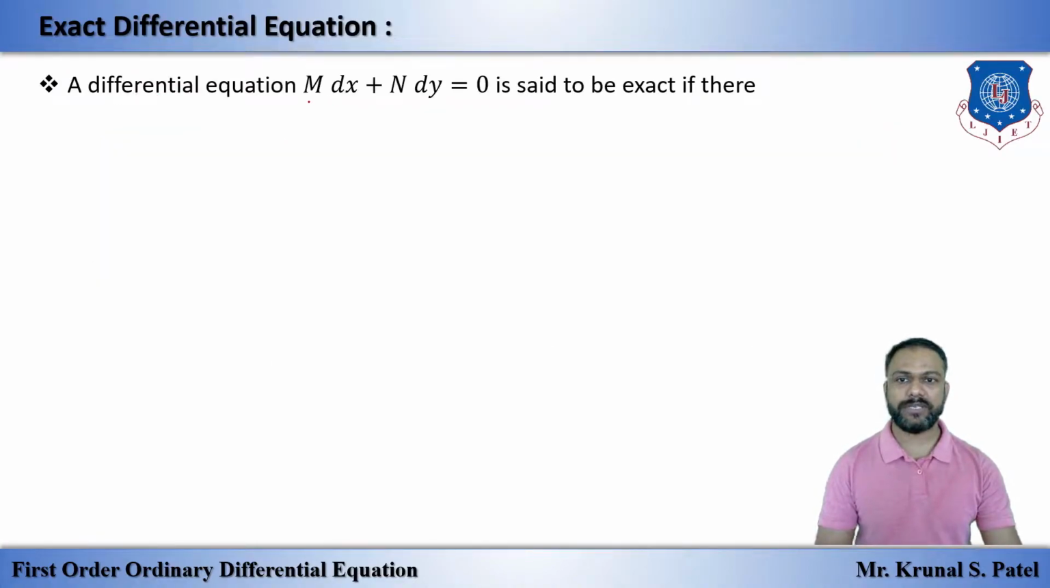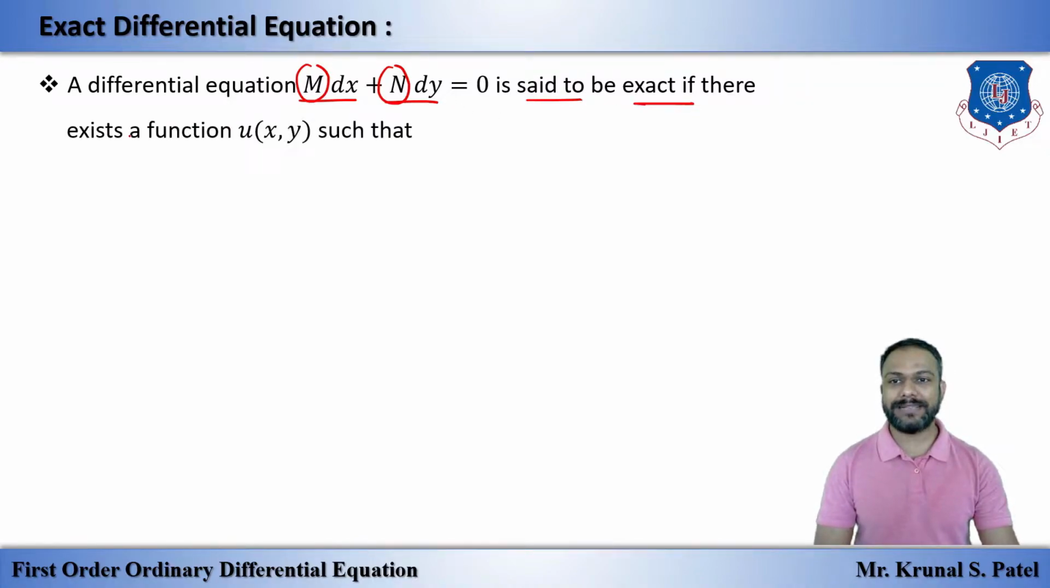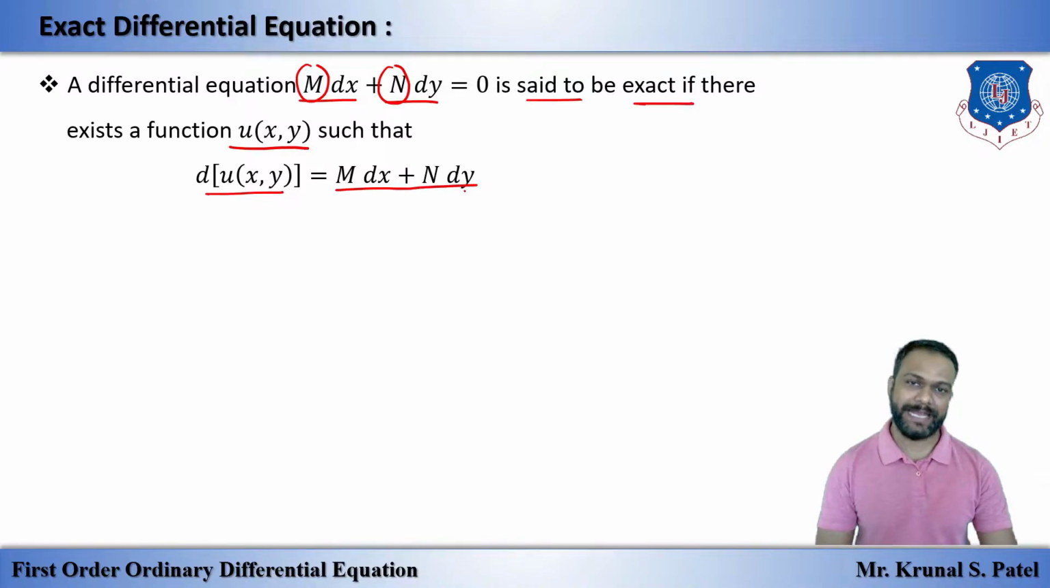A differential equation M dx plus N dy is equal to 0 is said to be exact. Here M and N are functions of x and y. This equation is said to be exact if there exists a function u of x comma y, that means a function of x and y, such that the total differential of u is equal to M dx plus N dy.